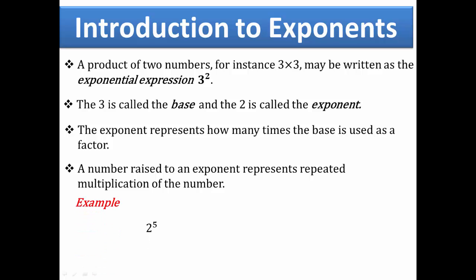For example, 2 raised to the 5th power has a base 2 and an exponent 5. The exponent 5 tells us that we will multiply the base 2 times itself 5 times. This equals 32.